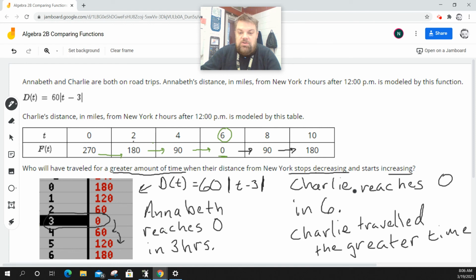Because Charlie's only going 45 miles per hour and he's further away, at zero, he's 270 miles away. At zero, Annabeth is 180 miles away. So the answer to the question is Charlie traveled the greater time because he was going slower and he was further away. Whew, that's a lot of information there.